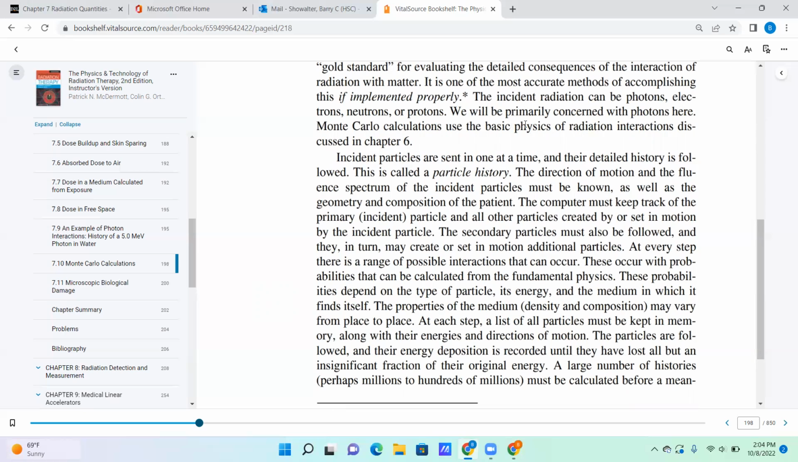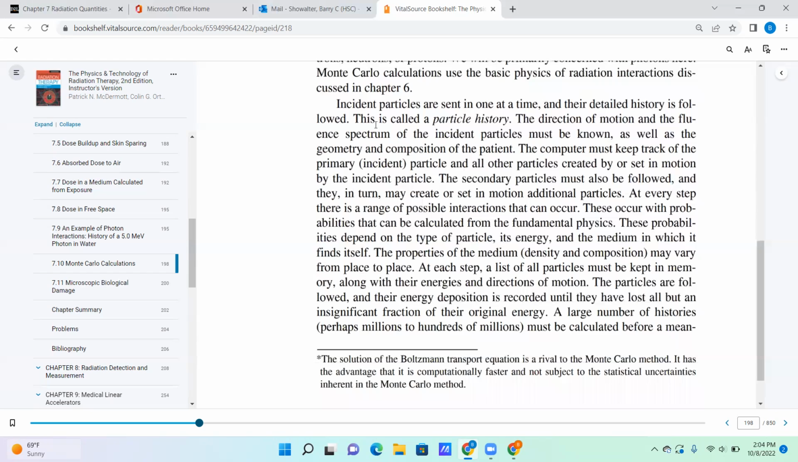Monte Carlo calculations use the basic physics of radiation interactions that we talked about in Chapter 6. Incident particles are sent in one at a time, and the detailed history is followed, and that's called a particle history. The direction of motion and the fluence spectrum of the incident particles must be known, as well as the geometry and composition of the patient.